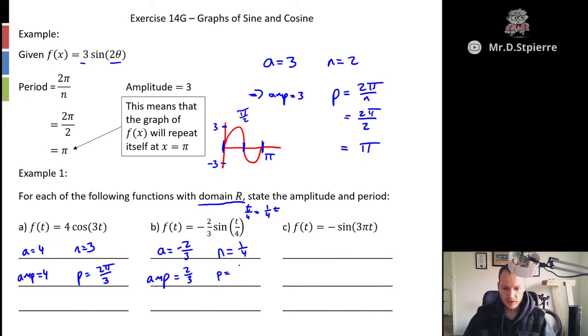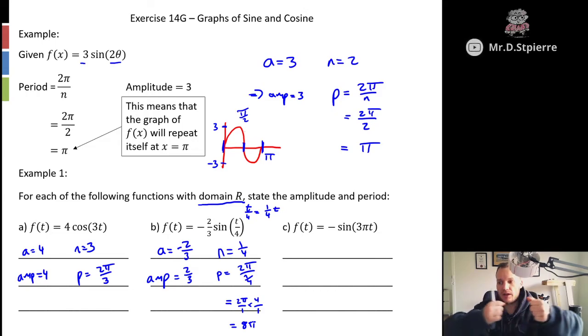Our period is equal to 2 pi on a quarter, so our period is equal to 2 pi on 1 times 4 on 1, so it's equal to 8 pi. So in that case, if the period's 8 pi, that graph is being stretched a lot. One full cycle takes 8 pi instead of only 2 pi.